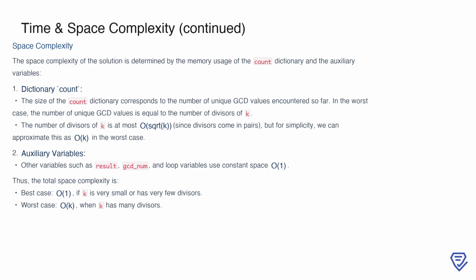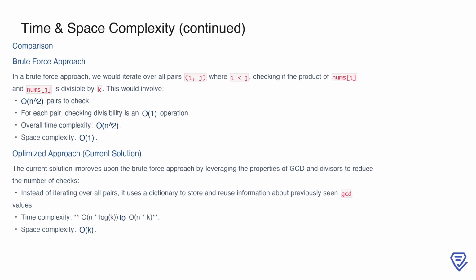Beyond the dictionary, only a few auxiliary variables like result, gcd_number, and loop variables are used, which require constant space, O(1). Combining these, the overall space complexity ranges from O(1) in the best case to O(k) in the worst case. To put this into perspective, let's compare the current solution with a brute force approach.